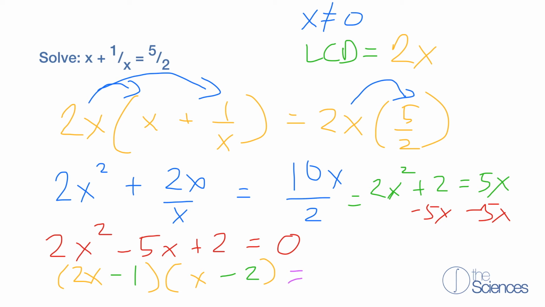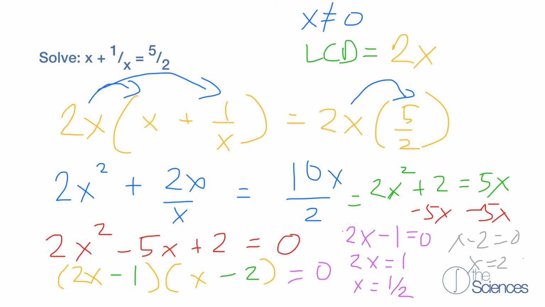Now we're going to set this equal to 0, and we're going to set each factor equal to 0. So here we're going to have 2x minus 1 equals 0, and we're going to have x minus 2 equals 0. So now we have 2x equals 1, or x equals 1/2. And here we have x equals 2. So that's our answer. x equals 1/2 and x equals 2.